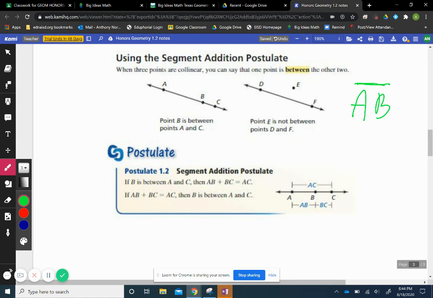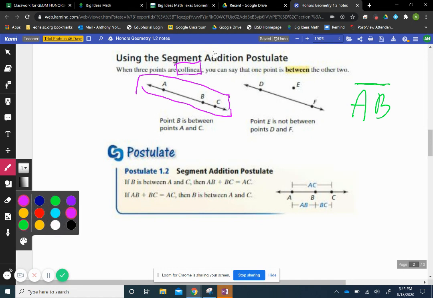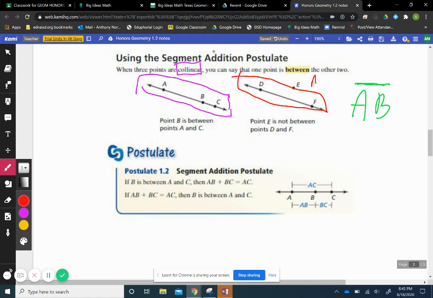So with 3 collinear points, it has to be collinear, on the same line. If B is between A and C, you can use the postulate. Notice this is not collinear. That means it doesn't work.